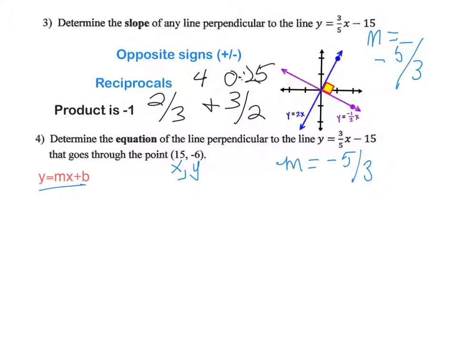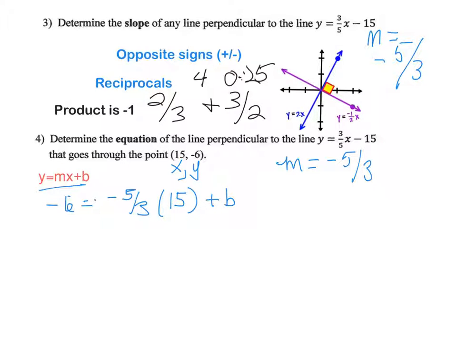So let's keep the structure of this equation, but plug in what we know is going to be true. We could use -6 for y equals m. We said m is going to be our slope, which is -5/3. And then x, we can use the number 15. And then we don't know our y-intercept, so that's essentially what we're solving for here.